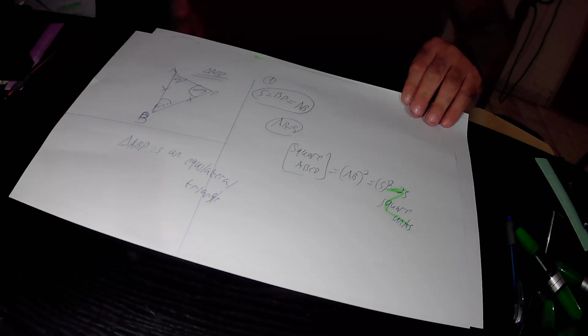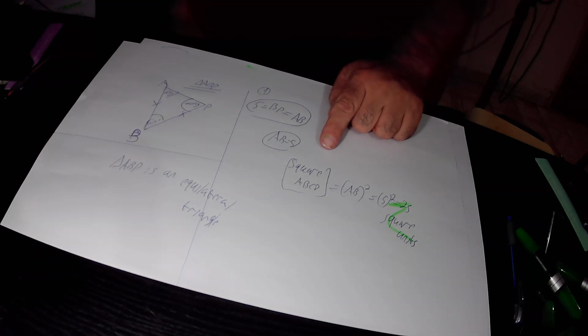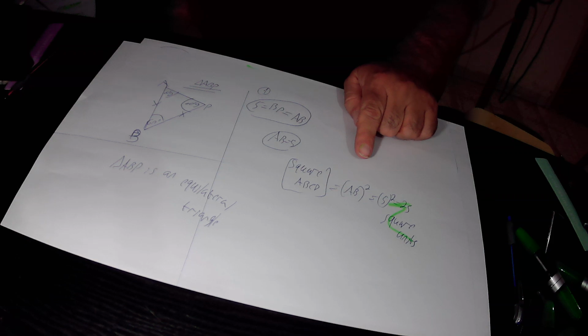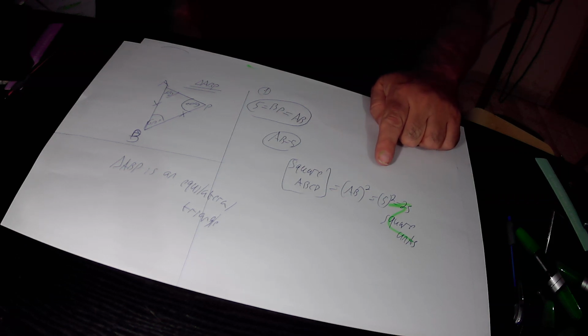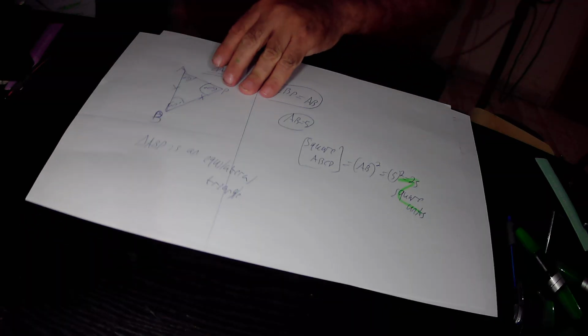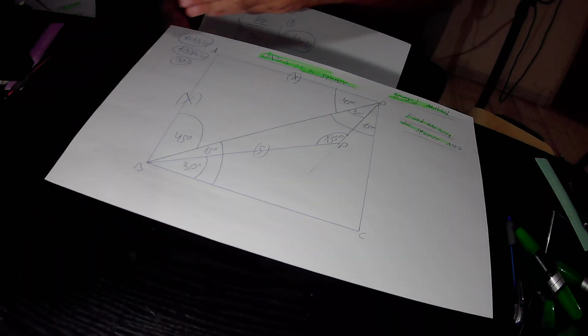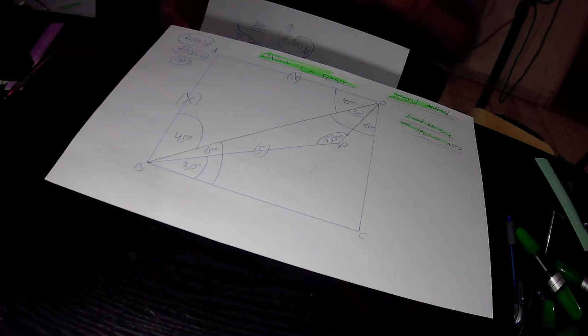The area of a square equals the length of one side squared, which is the length of side AB squared. AB is 5, so AB squared is 5 squared, that is 25. So we found out that according to the second method, the area of square ABCD equals 25 square units.